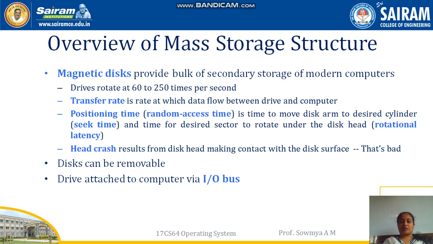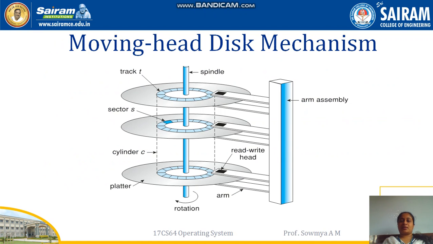These secondary storage devices are attached to the computer via an input output bus, which is responsible for the transmission of data from and to the secondary storage devices and the computer. So this is how a magnetic disk looks like.